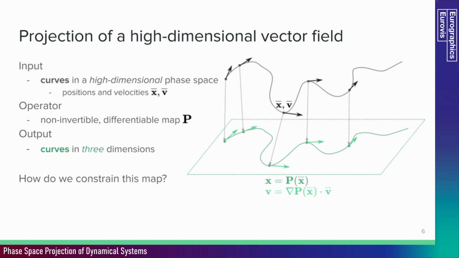The goal that we stated to accomplish was to project high-dimensional curves from a phase space down to 3 dimensions, ready for visualization. These high-dimensional curves, illustrated as dark gray in the image, are represented as sets of sample points, where each point has an associated position and velocity. In order for the projection to remain continuous and smooth, we define the projection operator as a non-invertible differentiable map P. With this definition, the velocity of the output low-dimensional curve, shown in green, is transformed by the corresponding Jacobian. The question remains, how do we constrain this map?